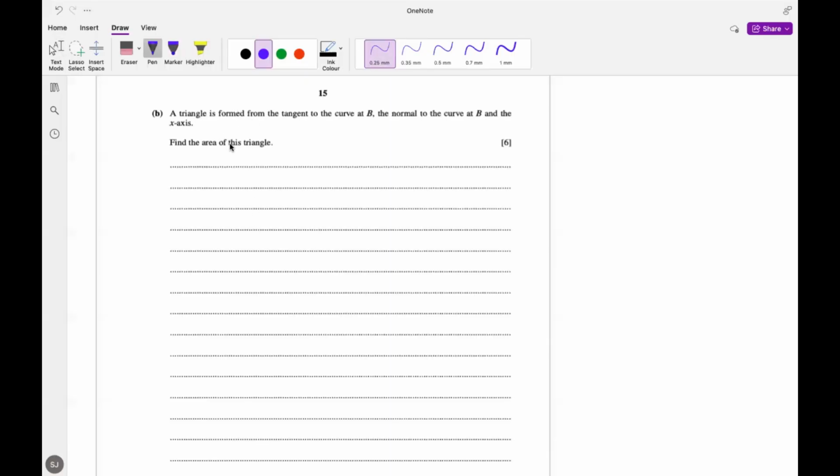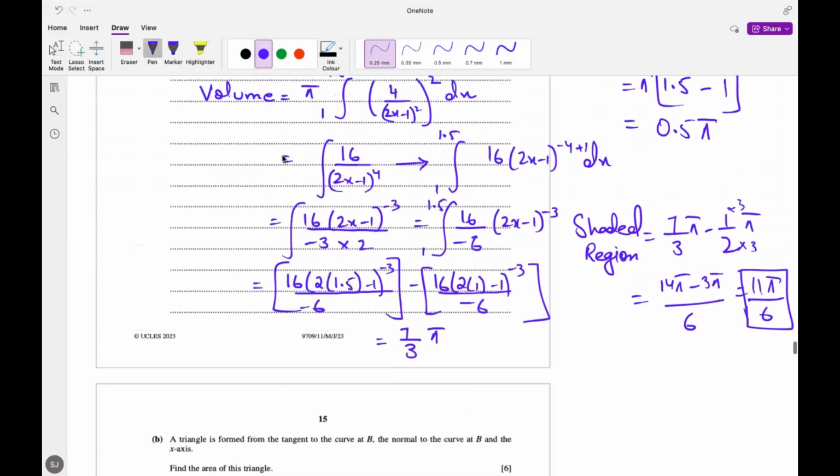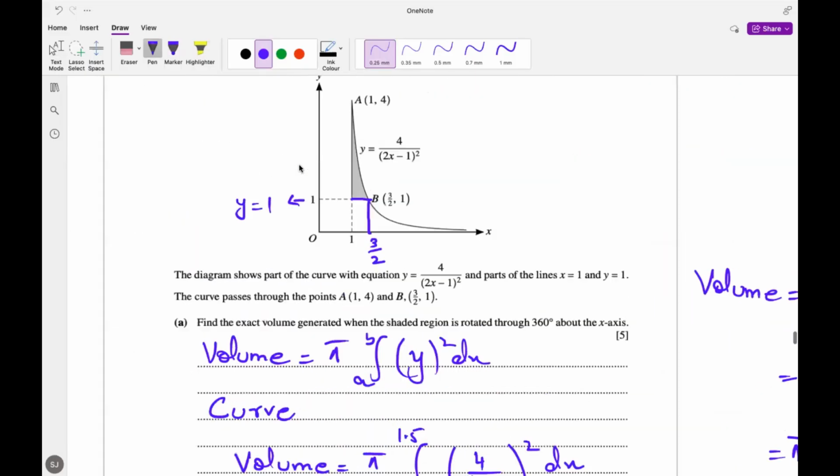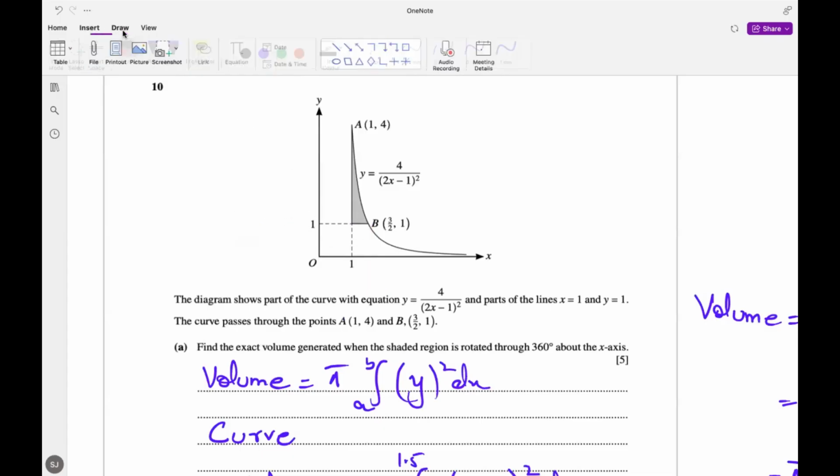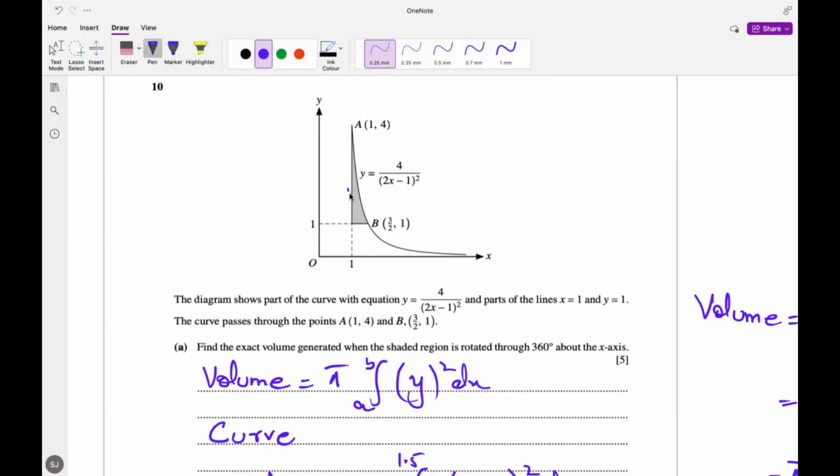In part B, it says that a triangle is formed by the tangent to the curve at B, the normal to the curve at B, and the x-axis. We have to find the area of the triangle. Now, if you go back to the curve, it means that if you make a rough tangent and a normal at point B, it will form a triangle with the x-axis.